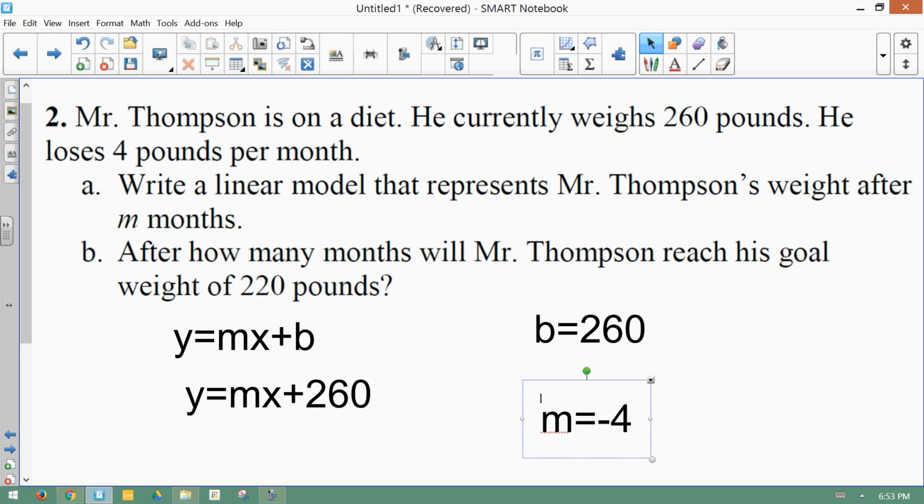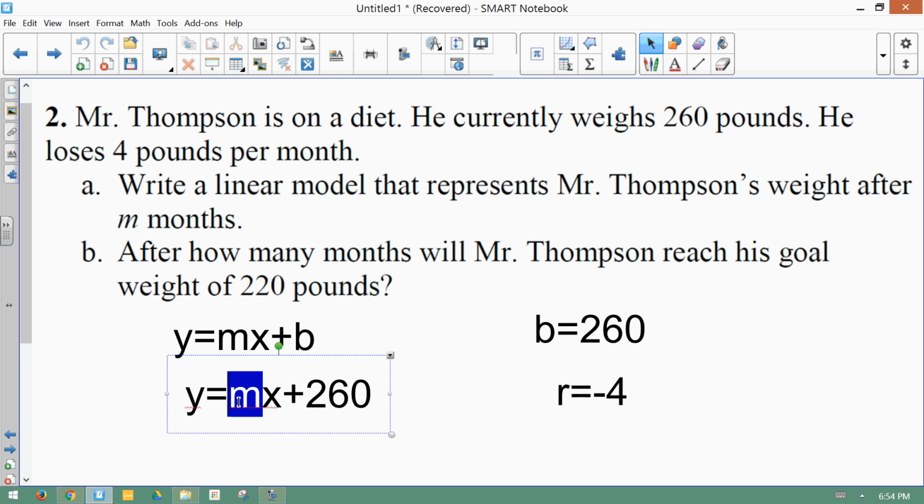So it's going to be kind of funny to use M for the slope and M for months. This is going to be kind of tricky. So let me just use R for the rate of loss. Let's put that into the model there. So let's let that be -4. And so there's his equation.